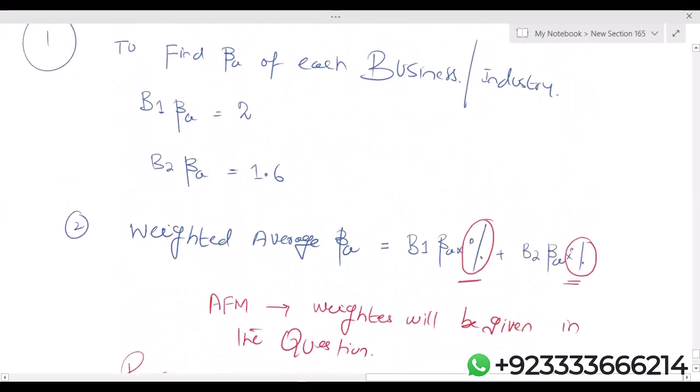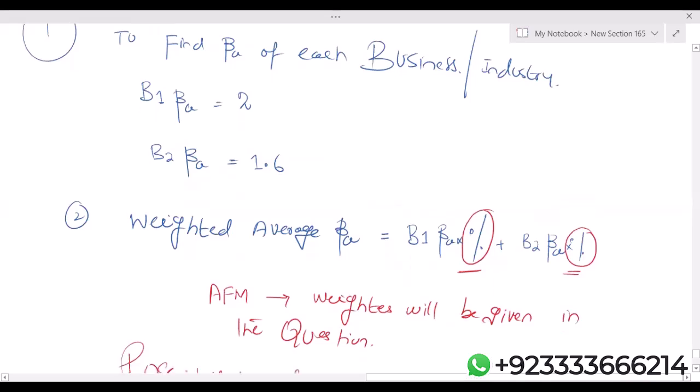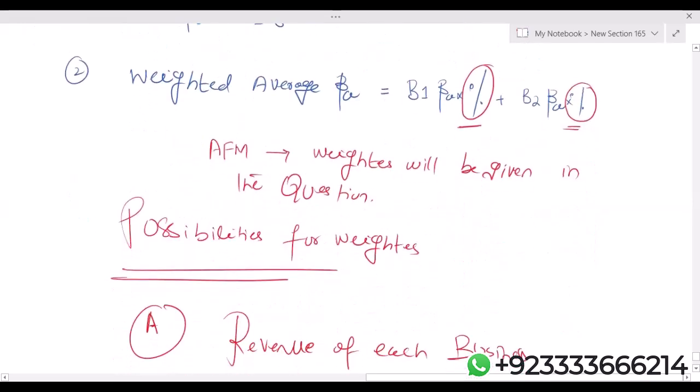Step one is to find the beta asset of each industry. Let's say somehow you have managed to calculate that. In step two, calculate the weighted average beta asset. And another name for the weighted average beta asset, which is very famous, I would say, is beta asset company.